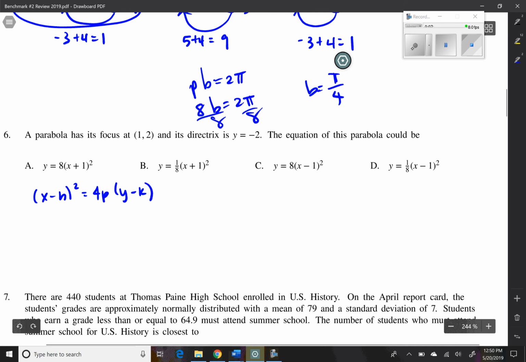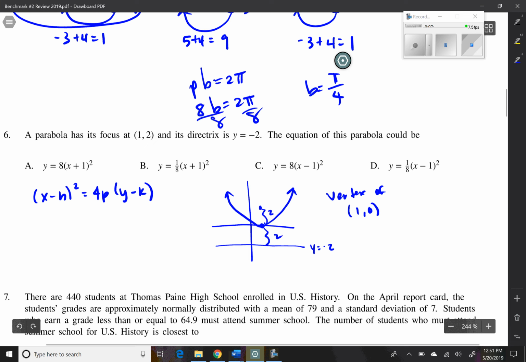So if I graph this, here's my x and y axis. 0, 2 is here. y equals -2 is here. The point that would be right in between them would be a vertex of 1, 0. That would be 2 here and 2 here. The p-value would be 2 because that's the distance between the focus and the vertex. Notice this is a parabola that opens up because the focus always has to be inside of the parabola.